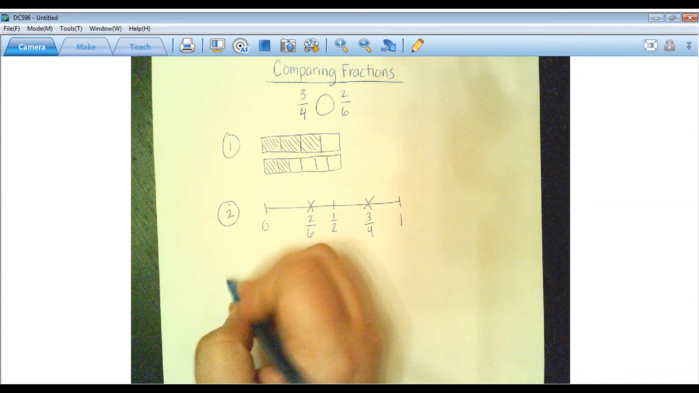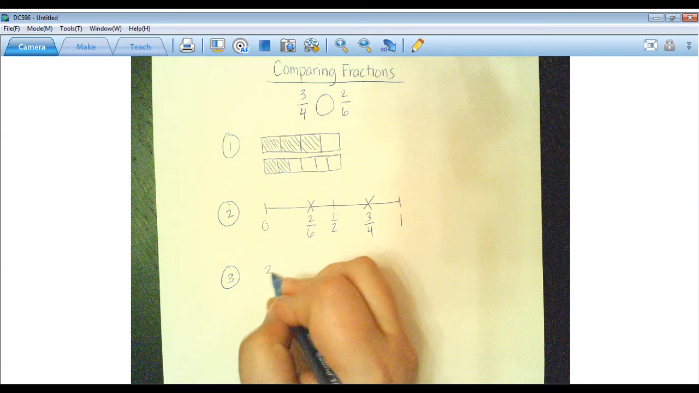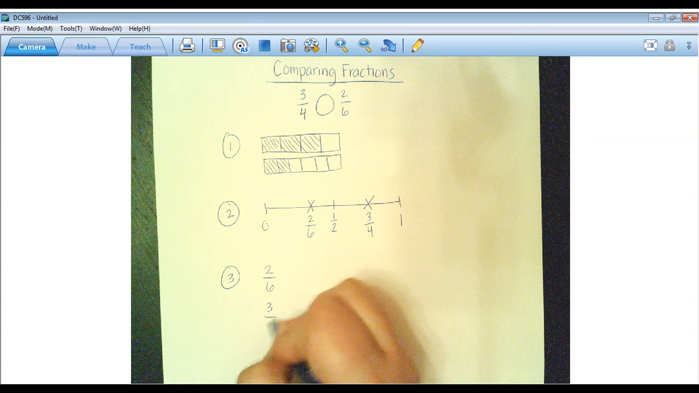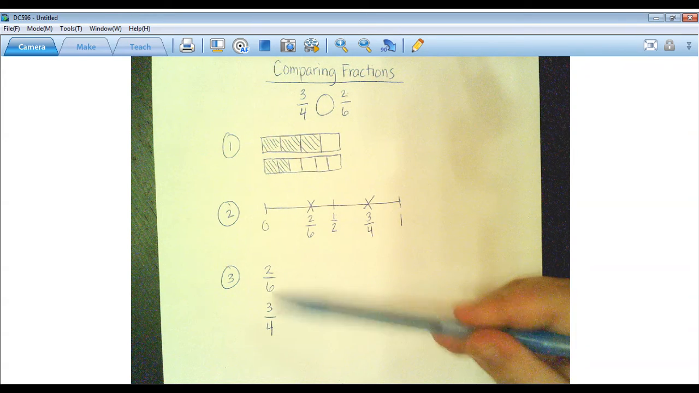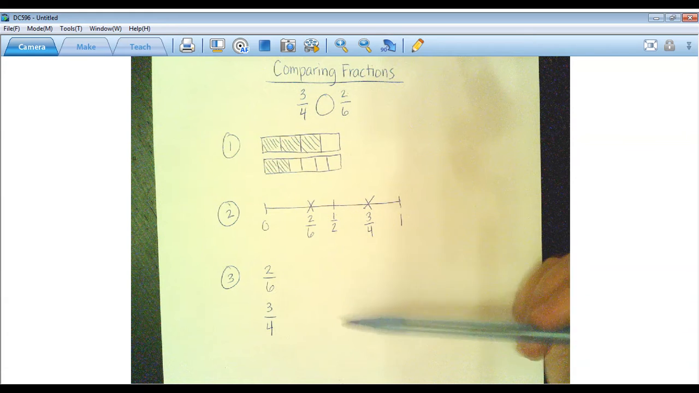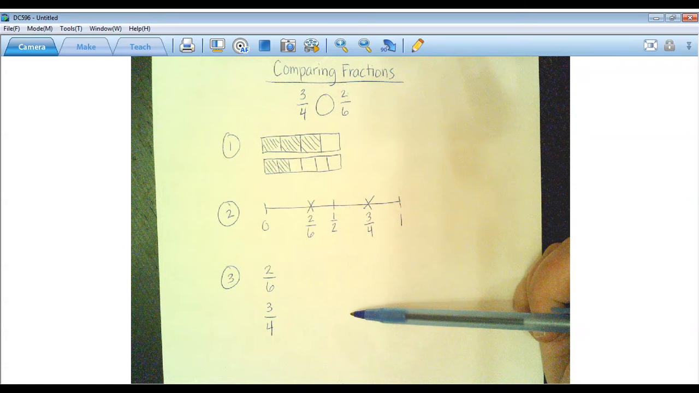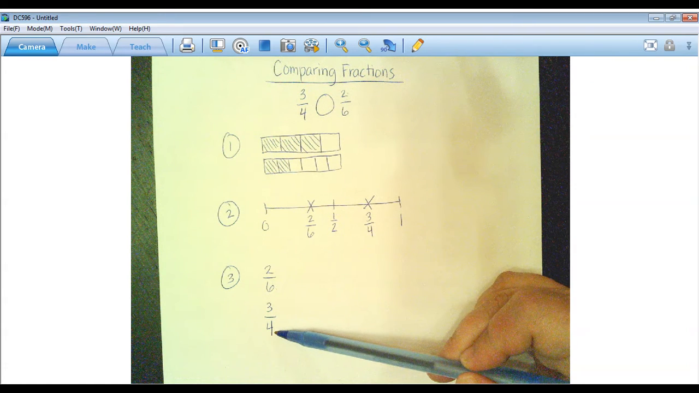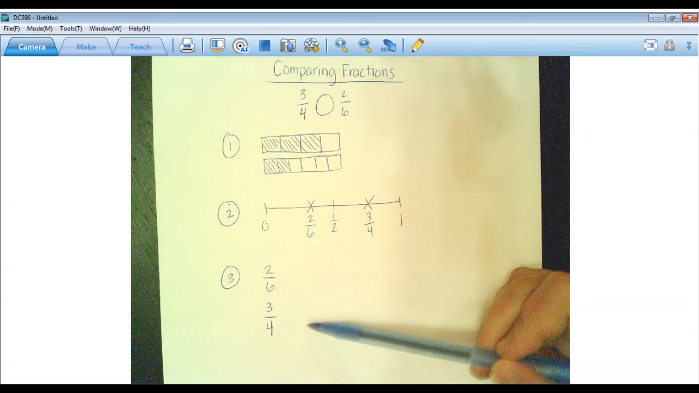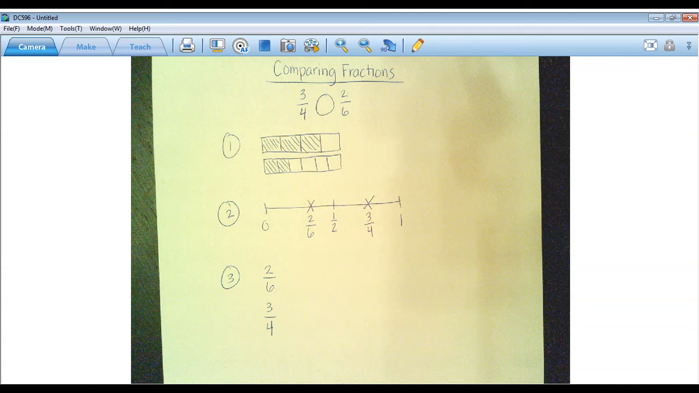The third strategy that we're going to talk about is to find a common denominator. So I want to take my two fractions, 2/6 and 3/4, and think about my denominators. I need to find one that is common. So if I count by 6, I would say 6, 12, 18. I'm finding common multiples. If I count by 4, I would say 4, 8, 12. So I heard that number 12 in both of them.